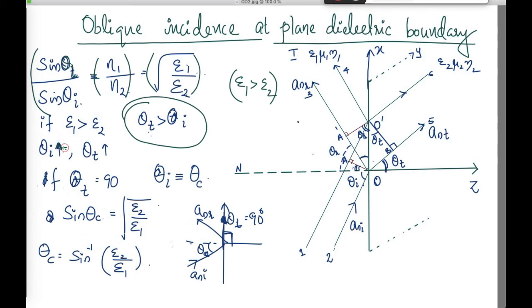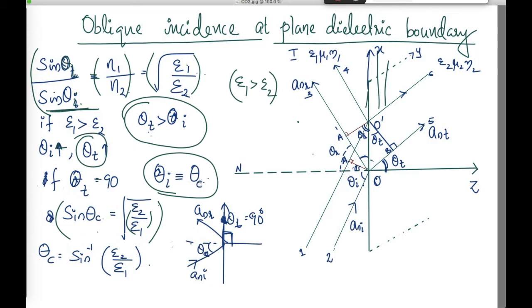Now you go and increase theta i such that theta t becomes 90 degrees. When theta t becomes 90 degrees, what you get is sine 90 degrees by sine theta i equal to root of epsilon 1 by epsilon 2. So this is a constant, and theta t becomes exactly 90 degrees, which means that you have a single perfect value of sine theta i for which this equality holds. That particular angle at which the transmitted angle becomes 90 degrees, which means that it lies along the interface, the boundary, is known as your critical angle. If you put it here, you will get sine theta c equal to root of epsilon 2 by epsilon 1.